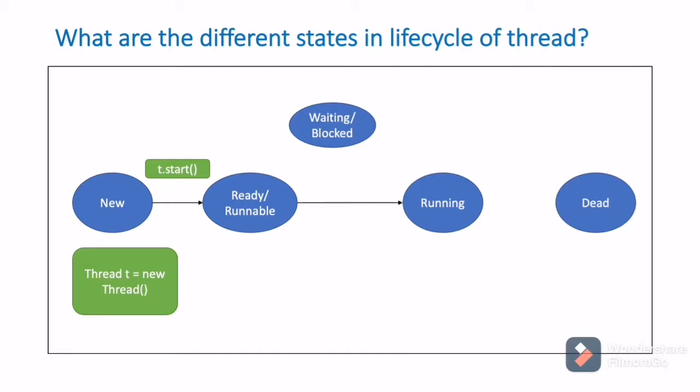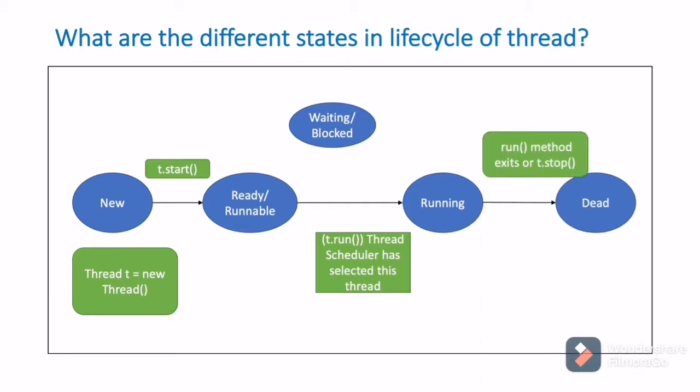Then from ready or runnable to the running state: the start method internally calls the run method, and the thread scheduler has to select that thread. Only at that time will the thread go to the running state. Then from running to dead: this happens when the run method exits, or when we forcefully make the thread stop by using the t.stop method.